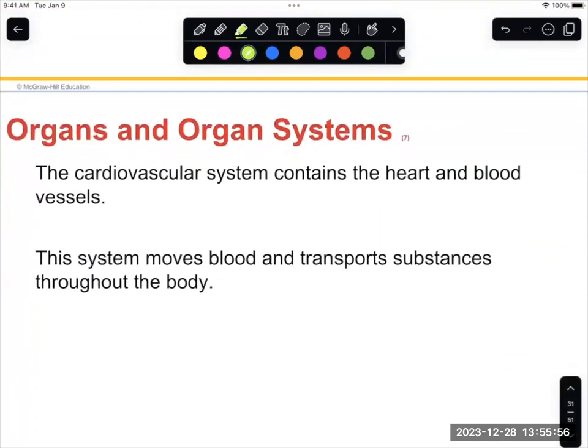So the cardiovascular system, that heart and blood vessels, it's moving blood throughout the body, and it's also transporting different substances. The condition of your cardiovascular system will always be a factor in your physical well-being throughout your entire life.